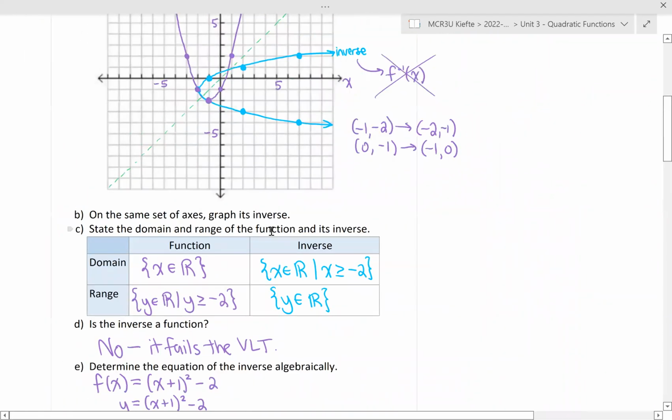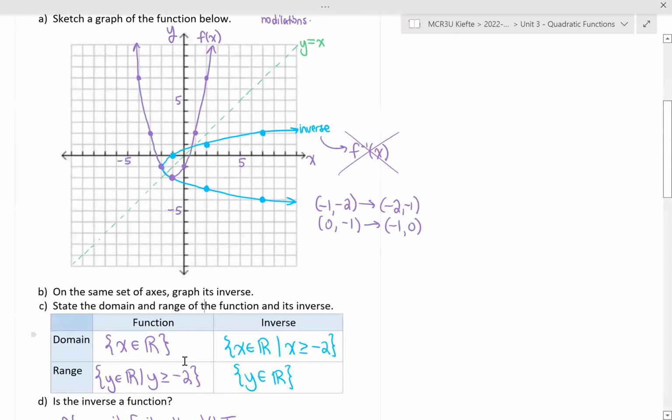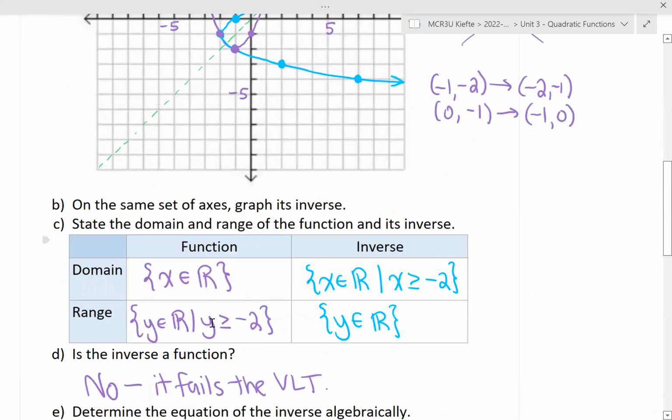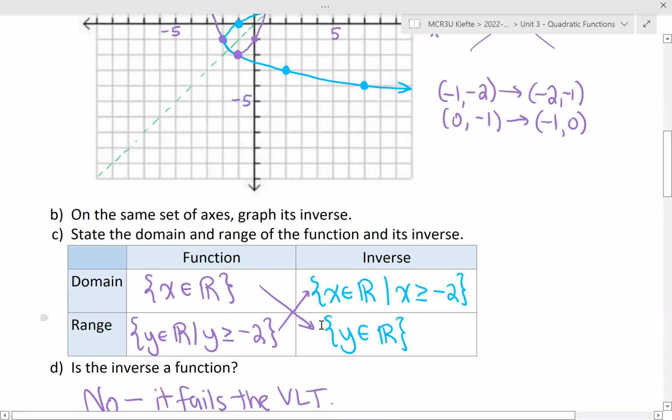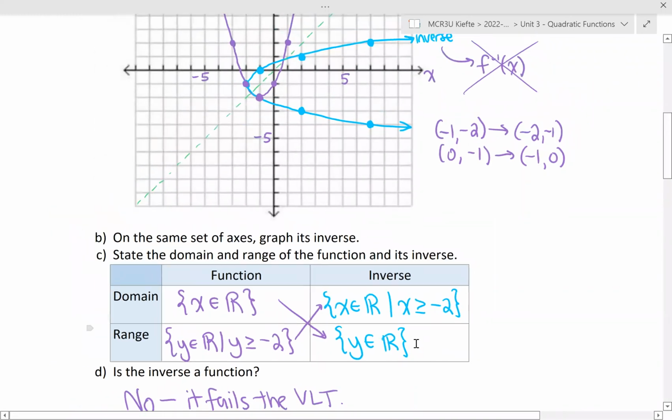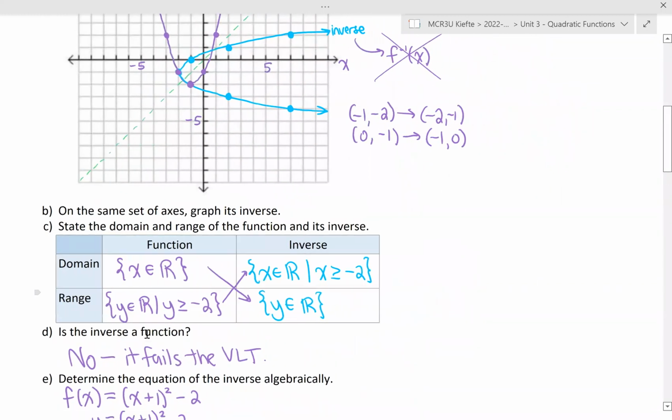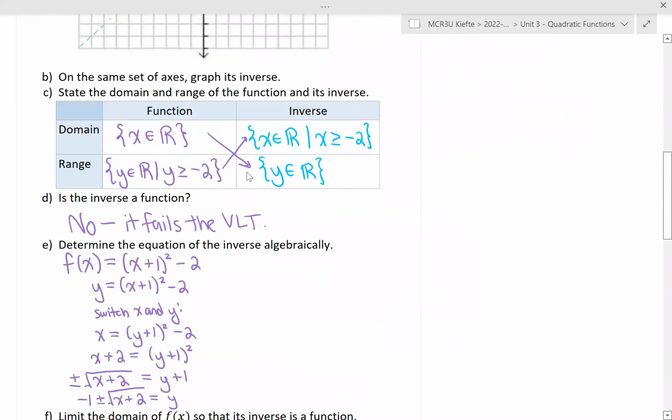Domain and range. So you can either do this graphically or just understanding that the domain of a function is going to be the range of its inverse, and the range of a function will be the domain of its inverse. Of course, you still need to use x for domain and y for range. And is the inverse a function? Again, we already talked about that. It fails the vertical line test.